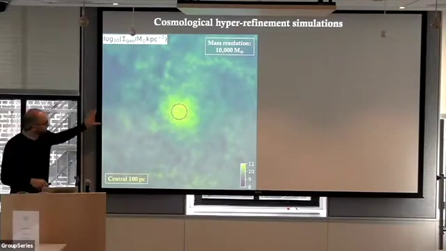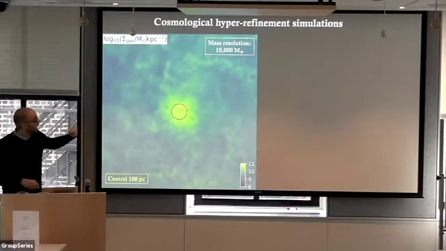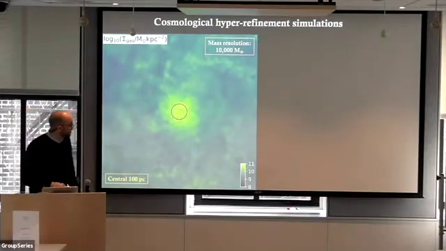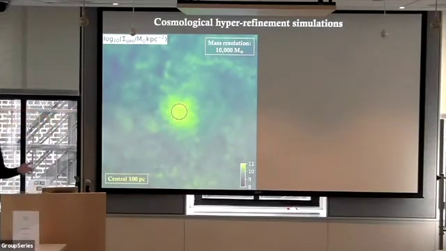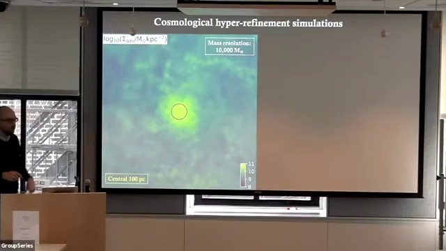This is showing the central 100 parsecs of one of the FIRE simulations, and this is showing the gas surface density, where you can see that we are really reaching the resolution limit here, even though, I should say, this is still quite high resolution for a full cosmological simulation.